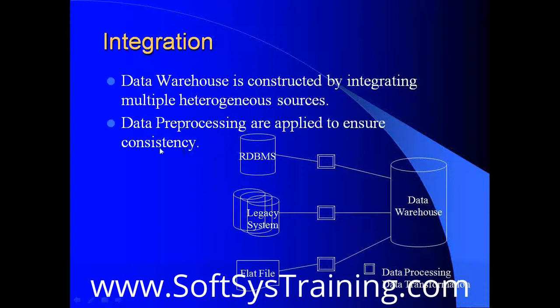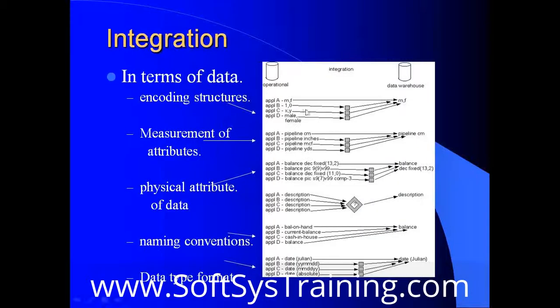Data pre-processing is applied to ensure consistency. This is how that integration works. For example, in application A there is male and female, 1, 0, X, Y, male or female. In the data warehouse, they want it to be only one record, not multiple records: M or F. Does it make sense? Yes. In the same way, in another application, measurements may be in centimeters and inches. This work is done by the ETL developer.